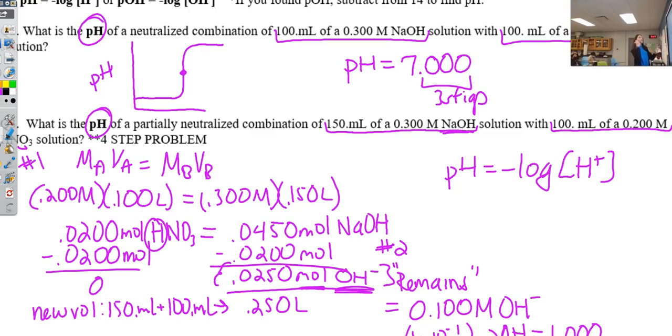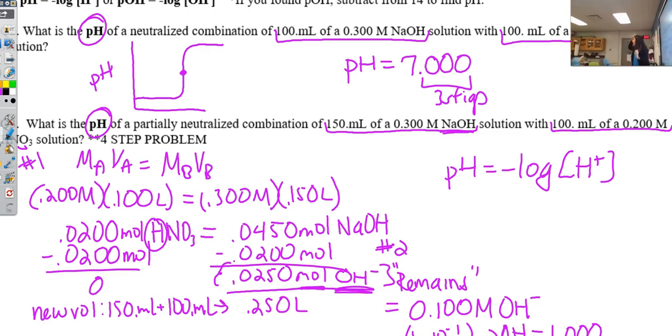So I do this as 4 steps, and I am going to want you to show it as 4 steps in the homework. The first thing I do is set up MAVA equals MBVB and figure out my moles of each one. That's the first thing I do. Check to see, are my moles equal? What's going on with my moles? I see that they're not equal to each other.